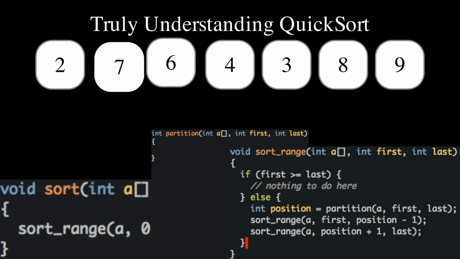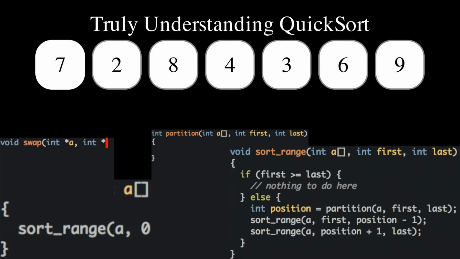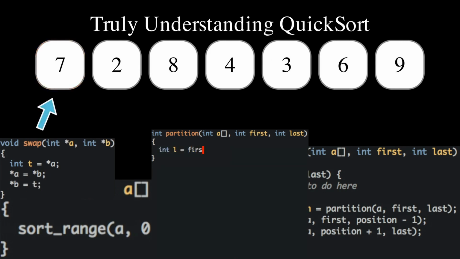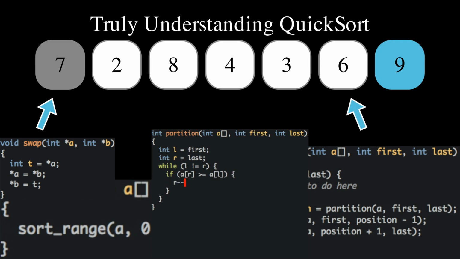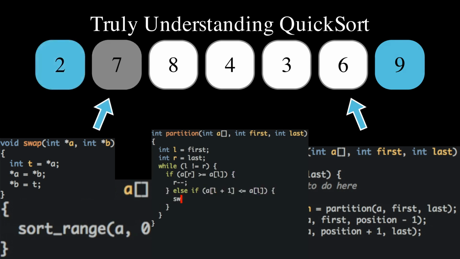It remains to fill in the partition function. We make use of the auxiliary function swap that should be self-explanatory. In partition, we initialize L and R as explained earlier, by the first and the last position of the range to be partitioned. The pivot is always at position L. We now loop until the interval between L and R shrinks to just one element, which is necessarily the pivot. If the rightmost element is greater than the pivot, we simply decrease R. If the leftmost element just after the pivot is less than the pivot, we swap it with the pivot, making sure to update L accordingly.